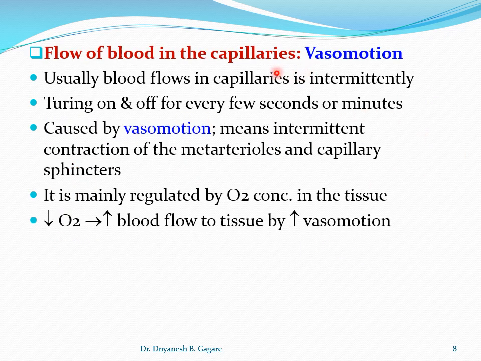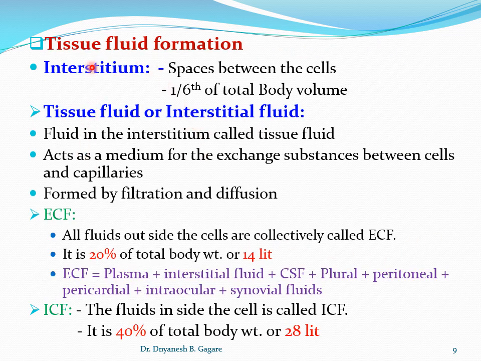Also I told about the vasomotion of capillaries, that is, particularly arterioles control the blood flow, and the primary determinant of this blood flow is the concentration of oxygen at the tissue level. So if the oxygen level in the tissue decreases, vasomotion increases, which means there is more blood flow to the tissue.